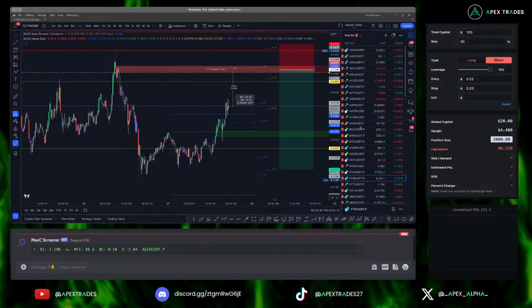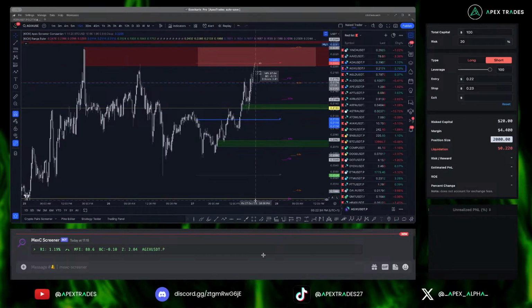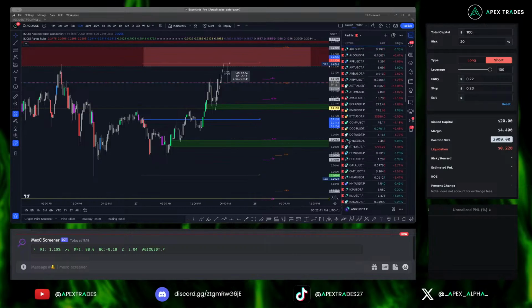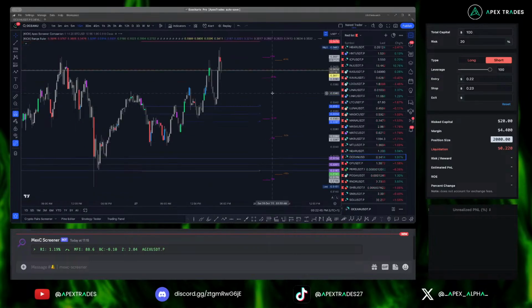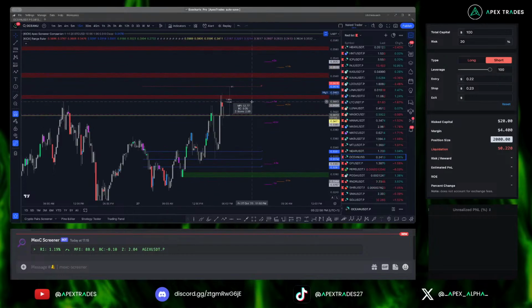What was the other one? Ajax. It seems to be moving down at the moment, but again, let's just put an alert there in the zone. And then Ocean. Let's have a look what Ocean's saying. As I said, we've already tapped that zone. We haven't quite hit R1 yet, but it's there or thereabouts. I don't like the look of Ocean, if I'm honest. I probably wouldn't trade Ocean.